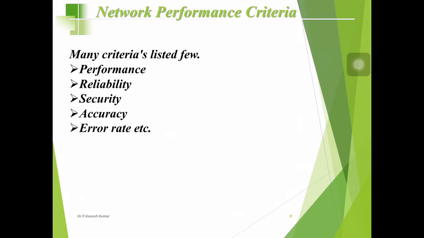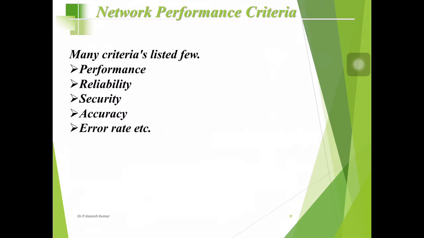How can we evaluate the performance of any one network? There are many criteria, many parameters you can measure for network performance, but here we have listed a few important performance criteria. The first one is performance: how fast the data is transmitted, how fast it can process it. And then how reliable the network is. And then security, how much security has been provided for a particular network. And then how accurately the data is transmitted.